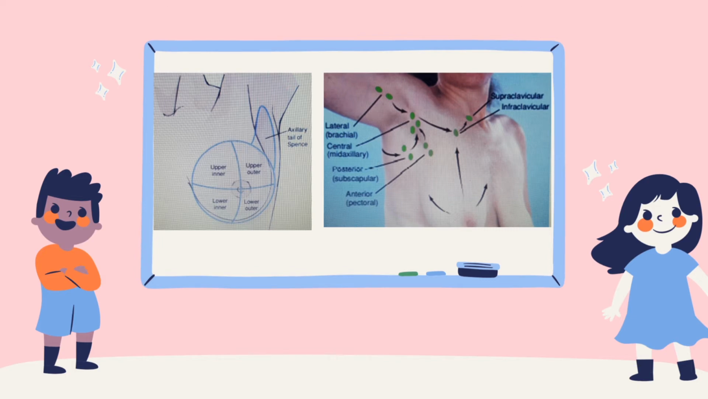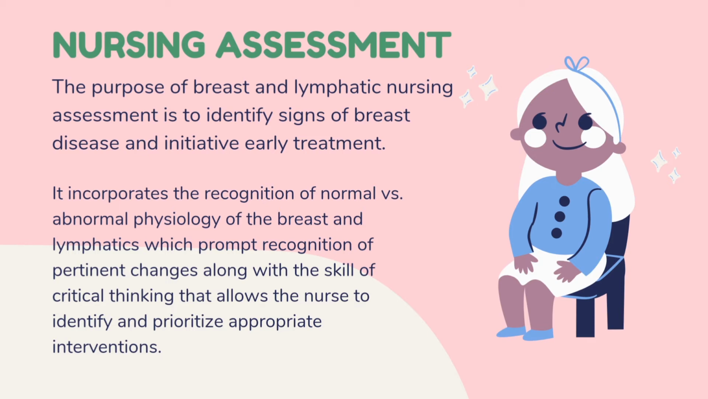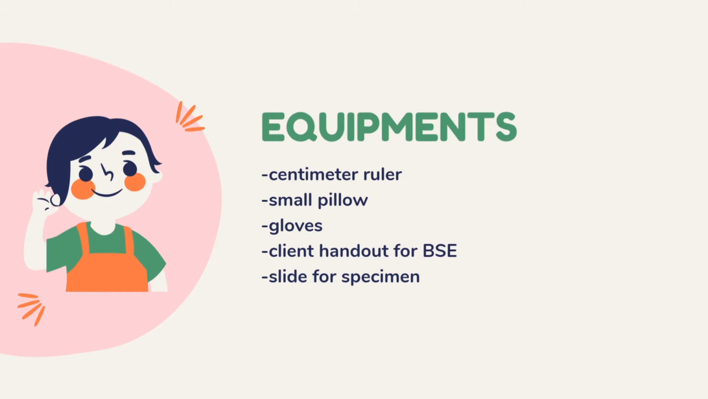Nursing assessment. The purpose of breast and lymphatic nursing assessment is to identify signs of breast disease and initiate early treatment. It incorporates the recognition of normal versus abnormal physiology of the breast and lymphatics, which prompts recognition of pertinent changes, along with the skill of critical thinking that allows the nurse to identify and prioritize appropriate interventions. The equipment that we are going to need in performing this assessment are a centimeter ruler, small pillow, gloves, the client handout for BSE, and slide for specimen.